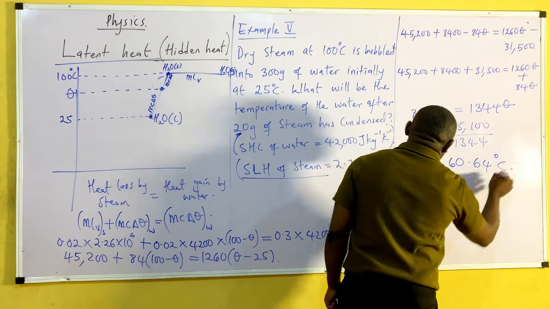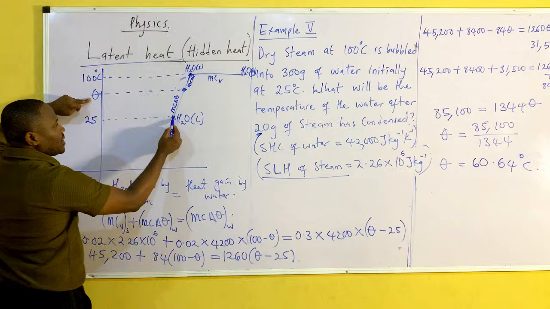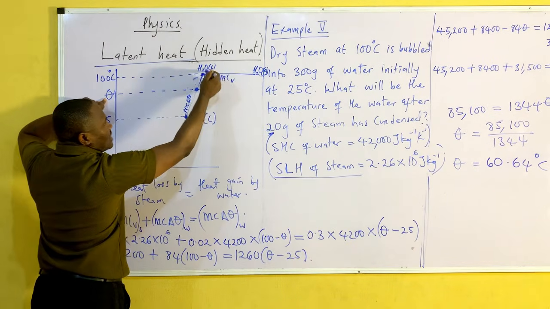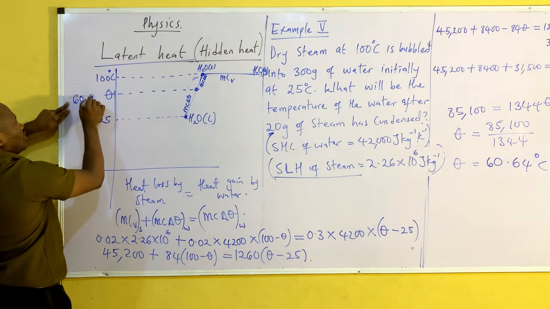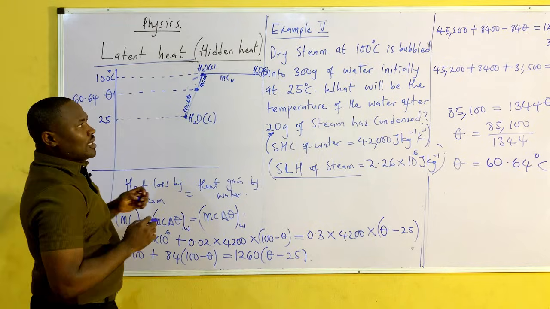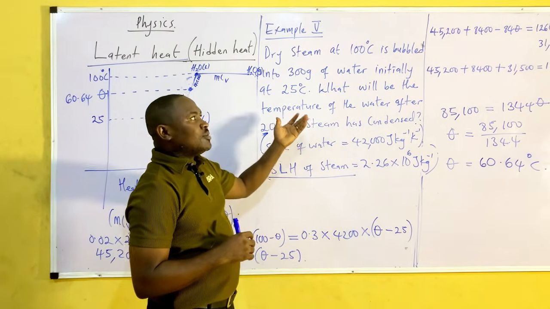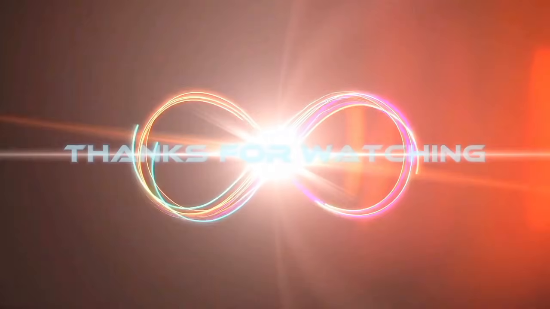So theta equals 60.64 degrees Celsius. So it means that the temperature the water will rise to on steam condensing to water is 60.64. So that is the concept of this: heat loss by steam equals heat gain by the water.